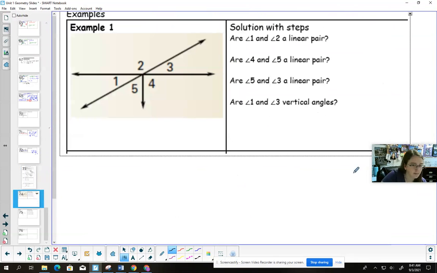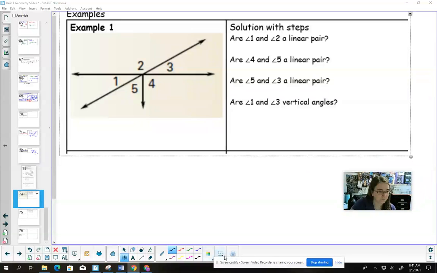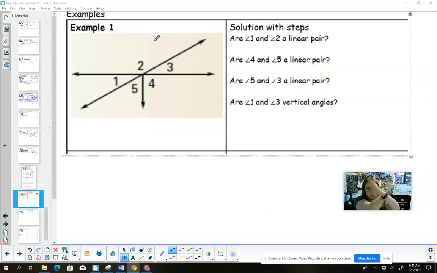Let's go ahead and practice a bit with identifying these things. So we have this kind of complicated picture here. We've got some things that cross. When we have lines that cross like this, we've got these relationships, possibly some linear pairs, possible vertical angles, but we've got this line here that kind of throws us off. So all we're doing to start off is just saying, is this true? Are they a linear pair? Are they vertical angles? So let's look at angles 1 and 2.